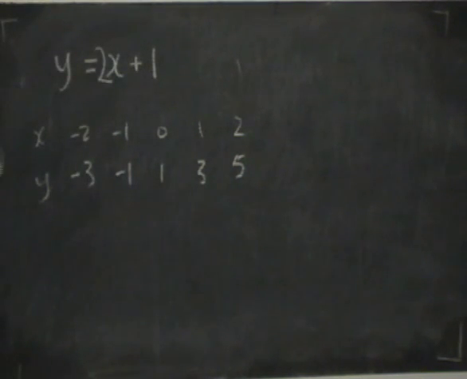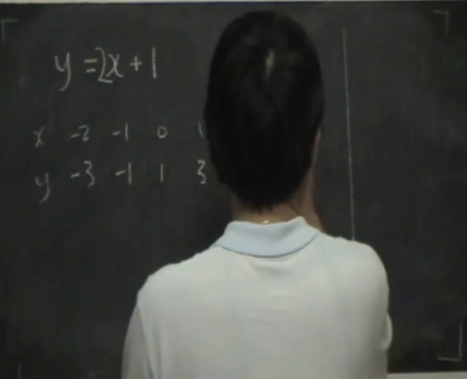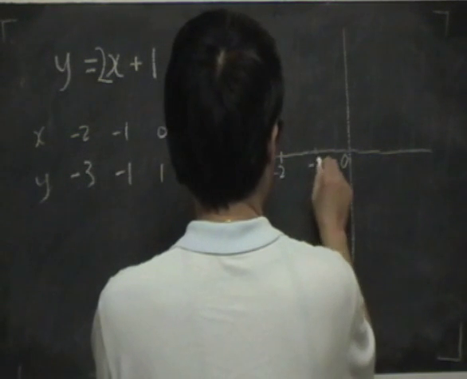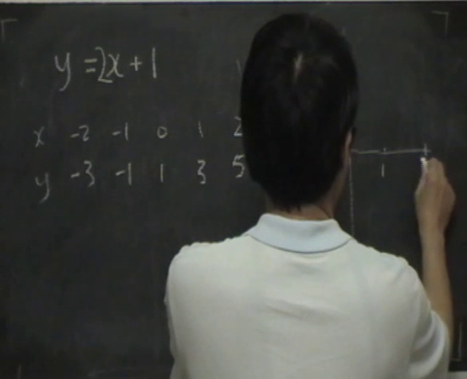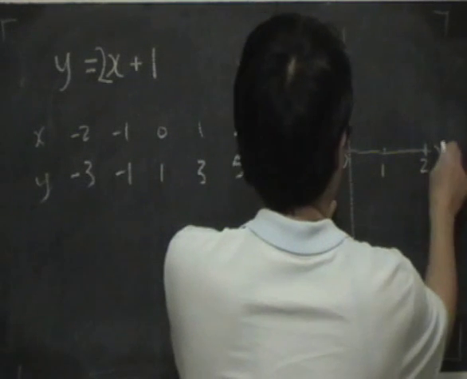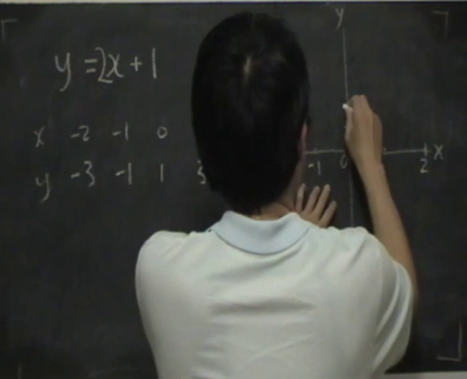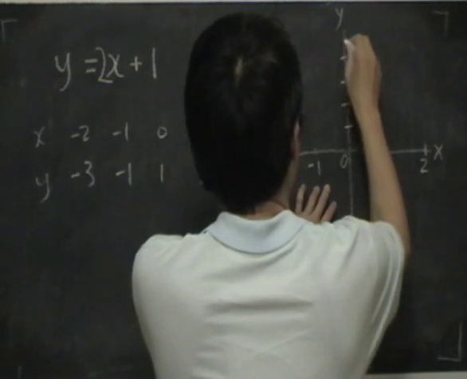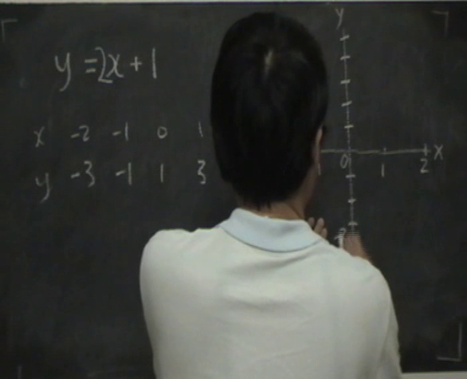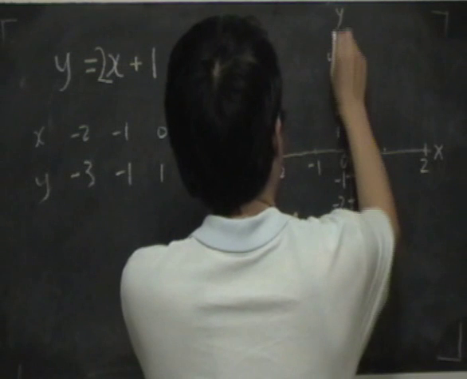5. Okay, so now I am going to make a graph. 0 there, -2, -1, 1, 2. This goes from -3 to 5. So that's the x-axis, that's the y-axis. So we go 1, 2, 3, 4, 5. And -3, -2, -1, 1, 2, 3, 4, 5.